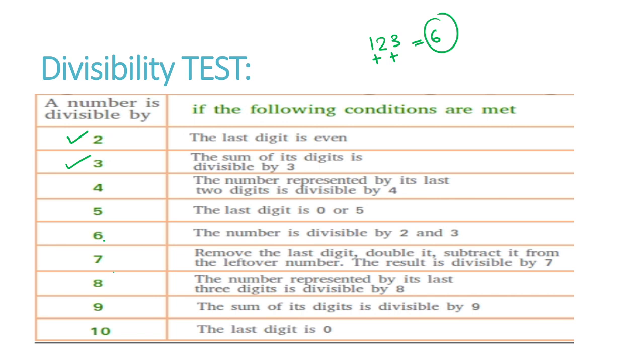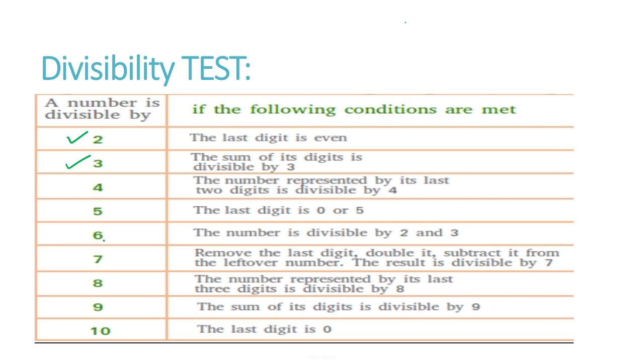There comes a special case that's about 7. A number is divisible by 7 if, I'll just read it once and then I'll explain, remove the last digit, double the digit that you have removed, subtract it from the leftover number, and whatever is left must be divisible by 7. Okay, so let us just try to apply it.